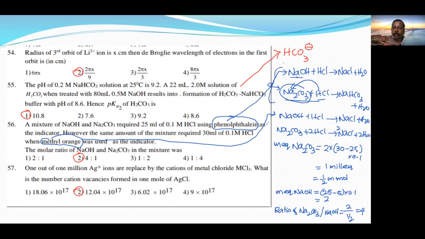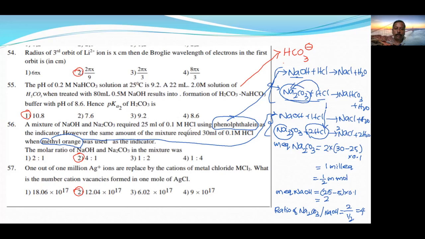But methyl orange is not like that. It will work in both steps. See here, in sodium carbonate Na2CO3, both Na are replaced. Therefore, the difference in the extra HCl consumed here is just because of the second reaction. Here only half reaction is taking place. Here the second reaction is taking place. So this second reaction we will use for this purpose.